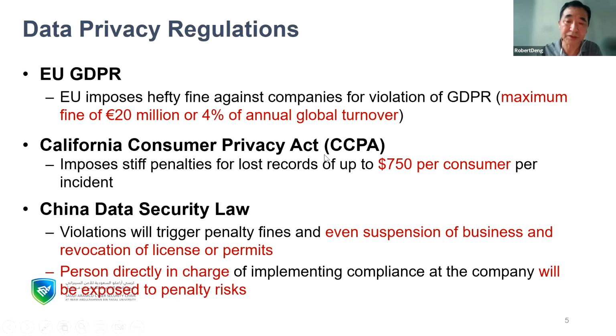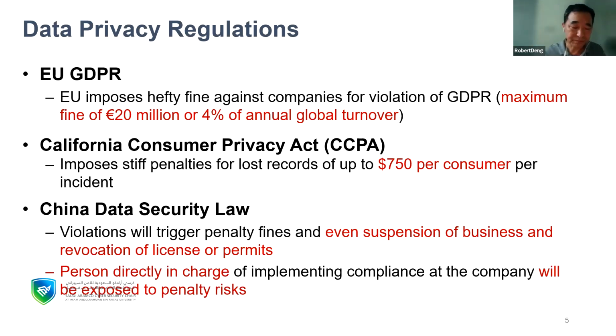In 2021, I think January, the California Consumer Privacy Act was enacted. It also imposes stiff penalties. If you lose a consumer record, just one record, the fine could be up to $750. So if you lose millions of customers' records, the total amount of damage will be huge.